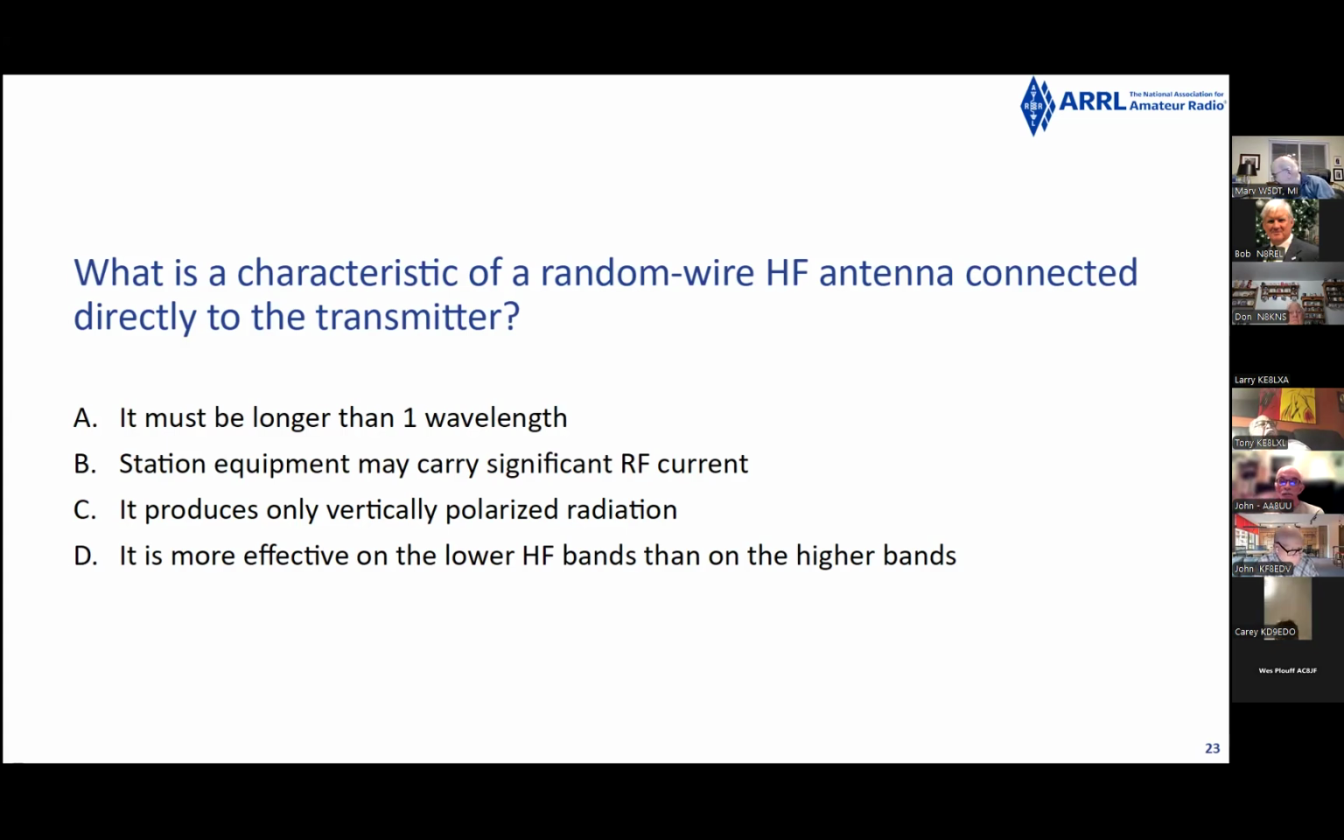Anybody? I'll take a guess at A, alpha. No. It's B. The station's equipment may carry significant RF current. Okay.